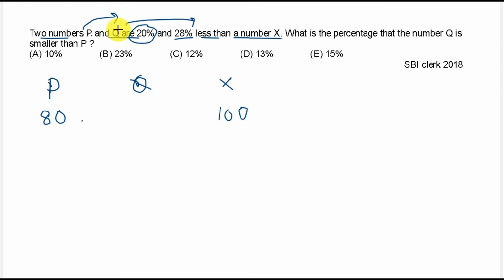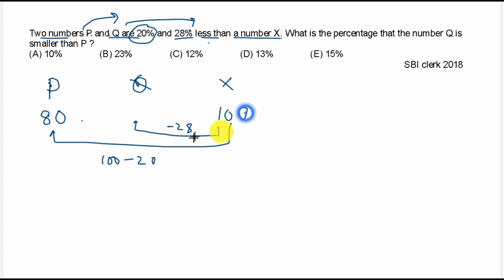Now next, Q is how much? 30 less than. Okay, so it's like this, 100 here, how much? 20 less than, so 20, and from here how much? 28 less than. So 100 minus 28 will be how much? 72, right? So these are the numbers. Now move to the question.